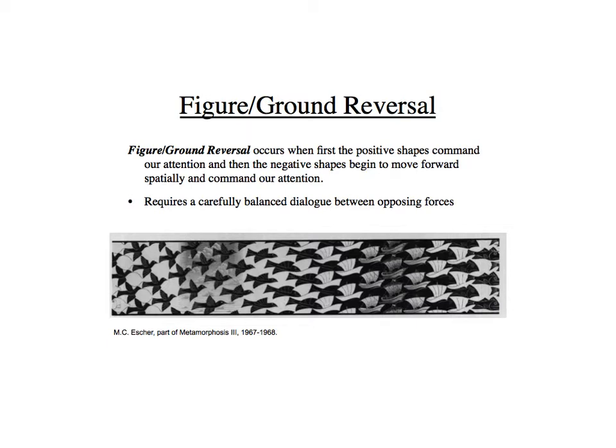Figure versus ground reversal is when the positive shapes at first command our attention and then the negative shapes begin to move forward and spatially command our attention. So it requires a balanced dialogue between those opposing forces. If you look at this piece by M.C. Escher, on the left, the bird is the positive shape and it's commanding our attention. As we move to the right, the ship becomes the positive shape and commands our attention. In the middle, it's a little more difficult to tell. They start to mix together and are very equally balanced.